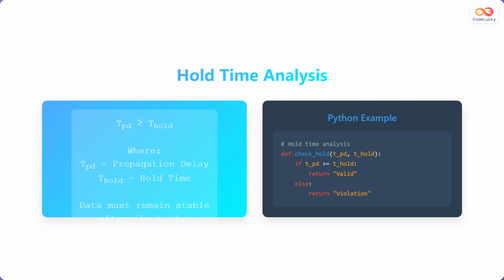Define a function named check_hold that takes TPD and T hold as parameters. If TPD is greater than or equal to T hold, it returns valid, else it returns violation. For example, if TPD is 3 and T hold is 1, the function returns valid.